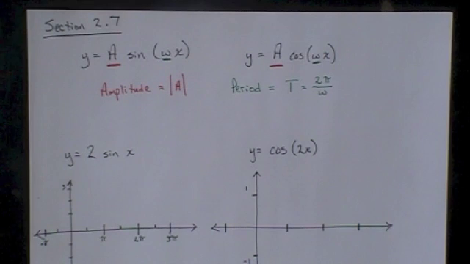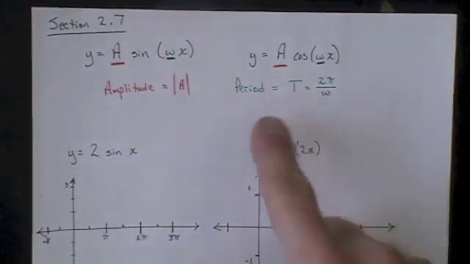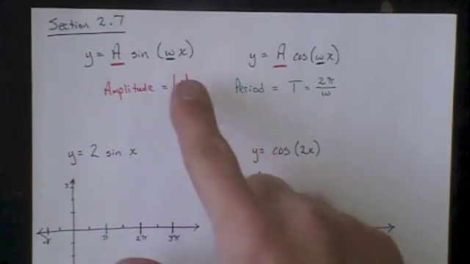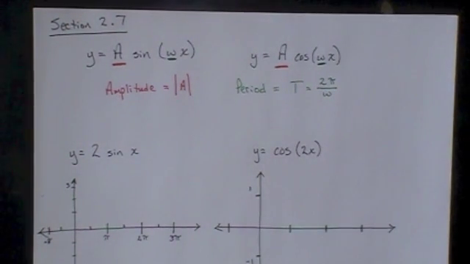Remember from section 2.6 we started manipulating our graphs of sine and cosine, and we were paying attention to our amplitude, that is our minimum and maximum values, and then we also were paying attention to the period. If we have a value here, then we can take the period 2 pi, divide by that value, and that's going to determine the period for our graph.